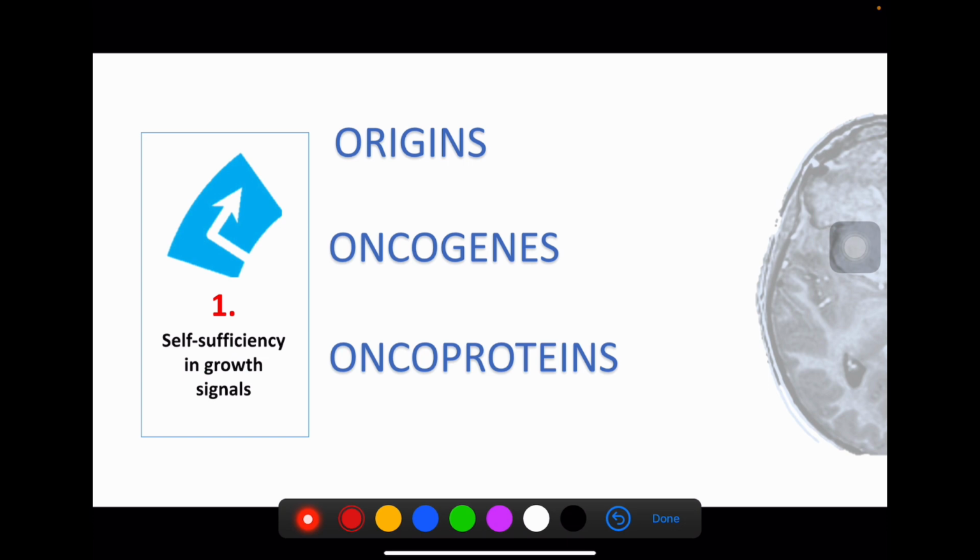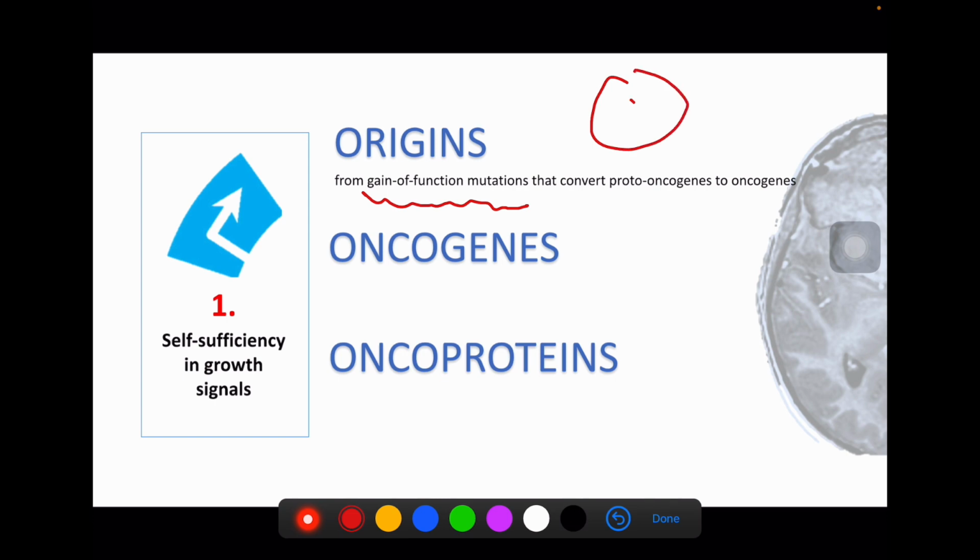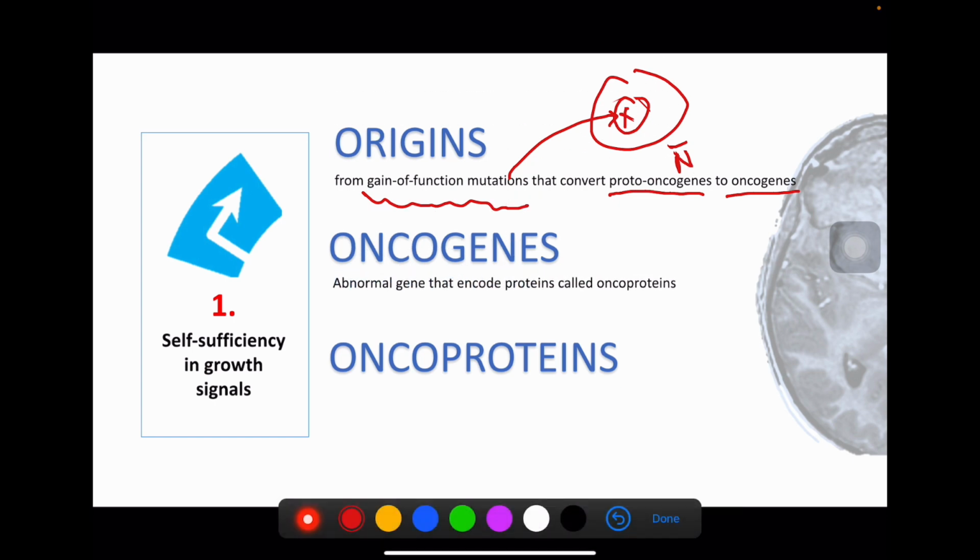Okay, now first of all, in self-sufficiency of growth signals, where does this originate from? It is basically from gain of point mutation. In a cell there's a nucleus, and in the nucleus there is DNA. Some mutation occurs in the DNA that converts proto-oncogenes to oncogenes. What are proto-oncogenes? These are normally occurring genes in the normal function of the cell. And what are oncogenes? Oncogenes are abnormal genes that encode proteins called oncoproteins.